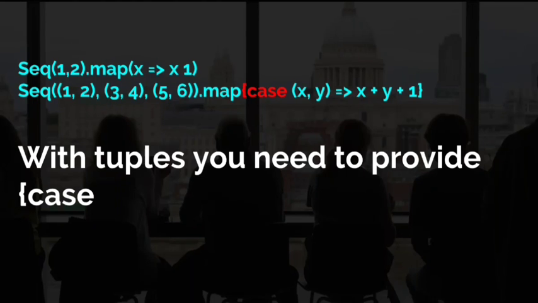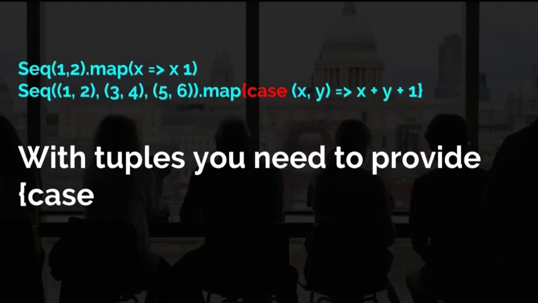I missed the plus. Okay, so you take the sequence of 1 and 2 and you call the function map and pass it a function. The function is from x to x plus 1. And this is very simple. We just wrote the function inside the map. But the catch here is that if you had a sequence of tuples, not just plain numbers, then you could expect to write, according to the above, a map function from the tuple x, y to x plus y plus 1.